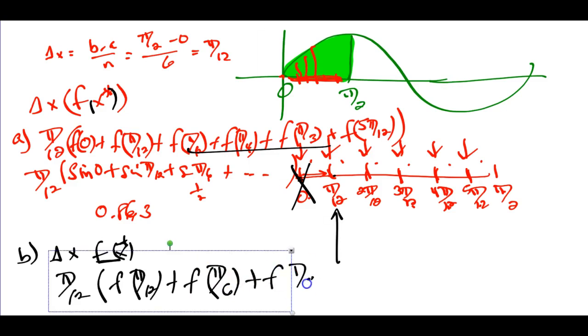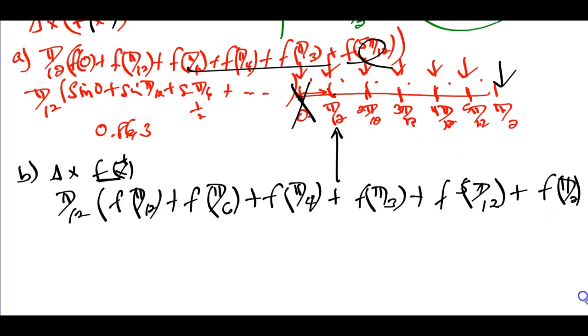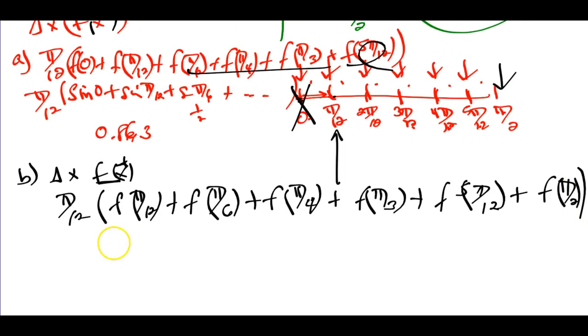Plus f of pi over 4 plus f of pi over 3 plus, I'm reading up here, f of 5 pi over 12. And then I'm going to grab the right one, ending with f of pi over 2. And again, I'll punch that. Remember, when you punch it, you want to type in the sine of pi over 12 plus all of those, and multiply by pi over 12. And on this one, you should get something close to 1.125.